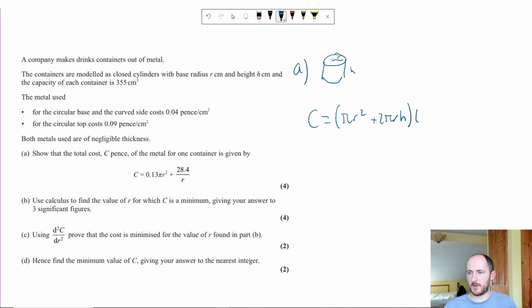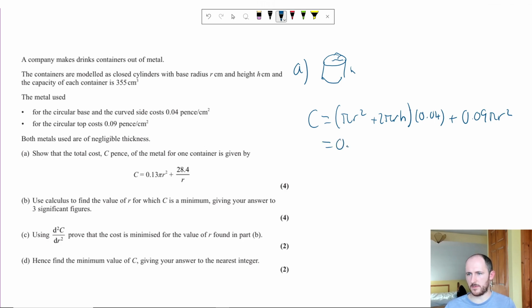That's all timesed by 0.04 pence, right? Because 0.04 times pi r squared and 0.04 times 2 pi r h. Adding on, the circular top is 0.09 pi r squared. We could expand and simplify, so that's what I'm going to do.